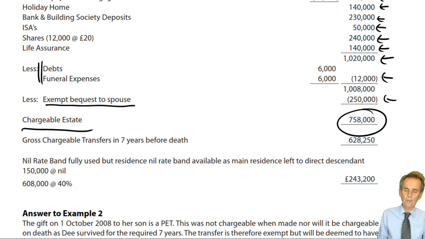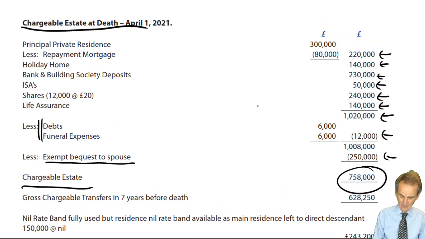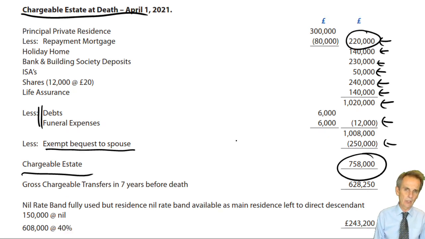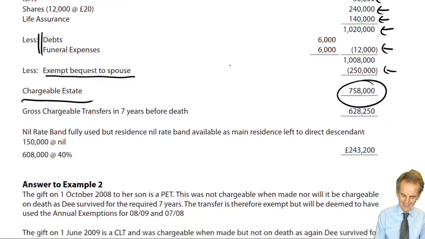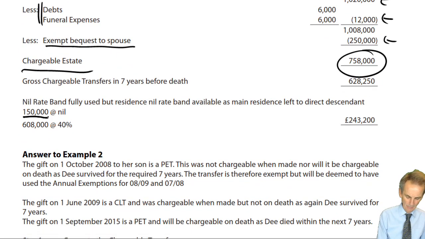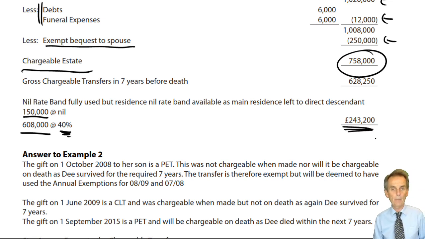In terms of that chargeable estate, we know, of course, that there's no nil rate band available to us, but there is a residence nil rate band. We had that main residence, 220. It was gifted to the son, a direct descendant, and therefore the maximum 150,000 was available. That will be at nil. The balance of that chargeable estate then at 40%, and that creates the liability on the chargeable estate to be paid out by the personal representatives.